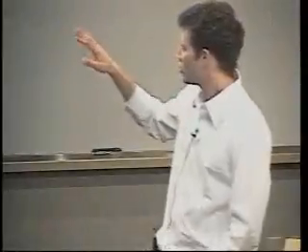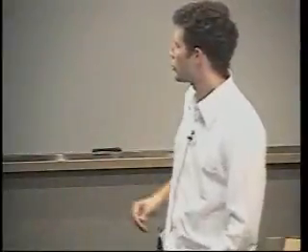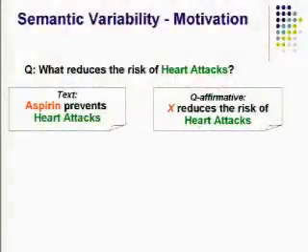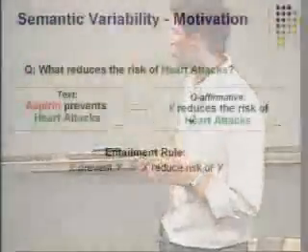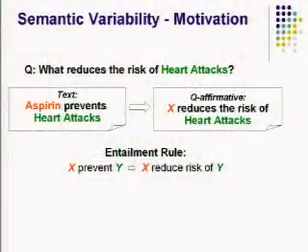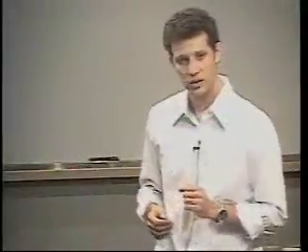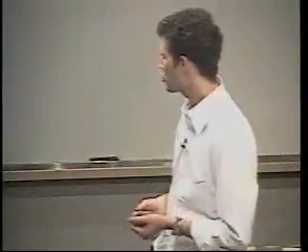Well, the motivation, again: if you're looking at the question, what reduces the risk of heart attacks, transferring it into affirmative form, and then given a text, well, how will we perform that inference? It will be great if someone would give us a rule that says, well, if you see X prevents Y, you can infer that X reduces the risk of Y. And we call that rule an entailment rule.